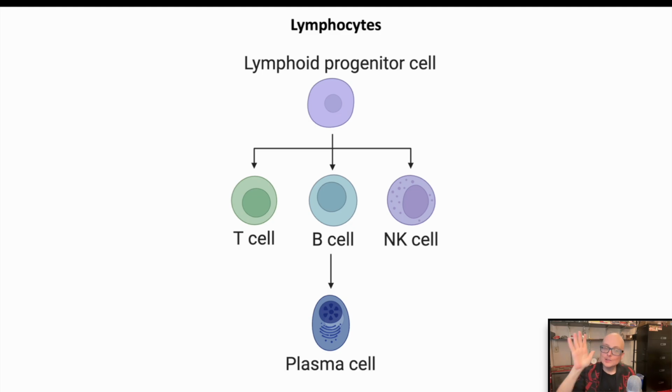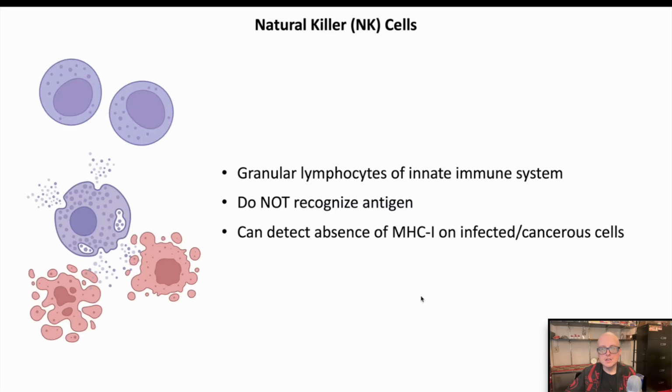But looking at the lymphocytes that you can see here on the slide, we have some cells that we've talked a bit about already, T cells, as well as B cells, and a new cell type called an NK cell, or a natural killer cell. And then you can also see that B cells can differentiate into a further cell type called a plasma cell. So let's talk about each of these lymphocytes and their unique properties.